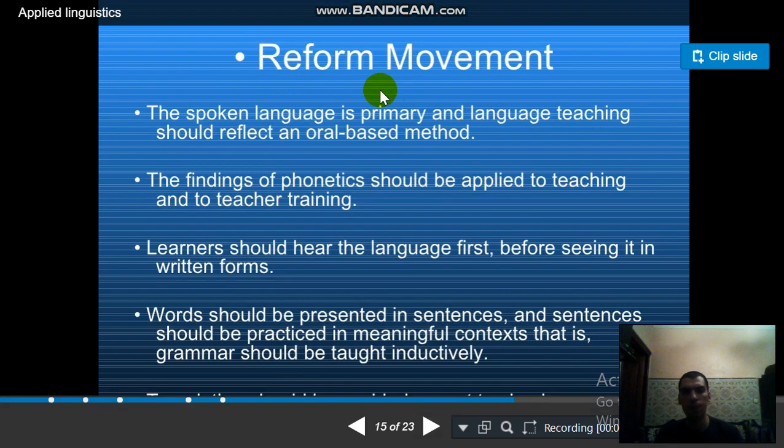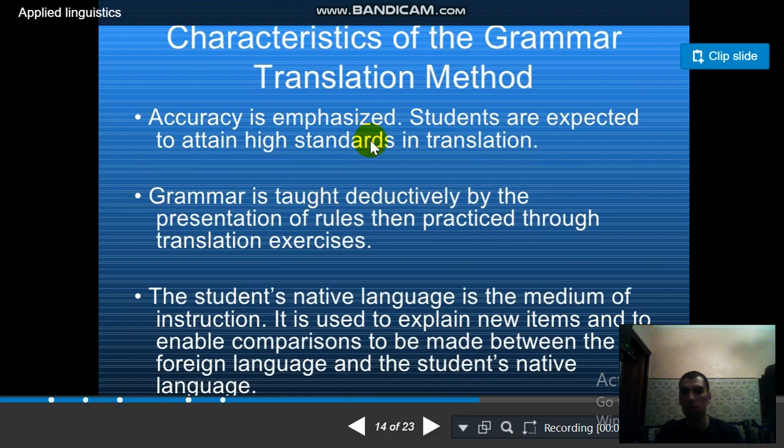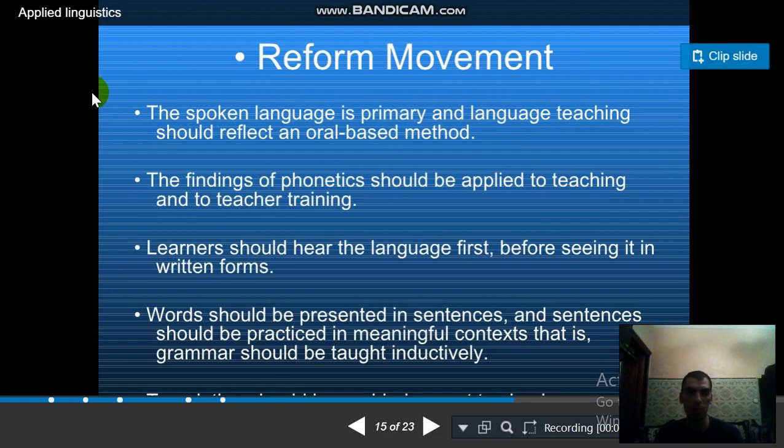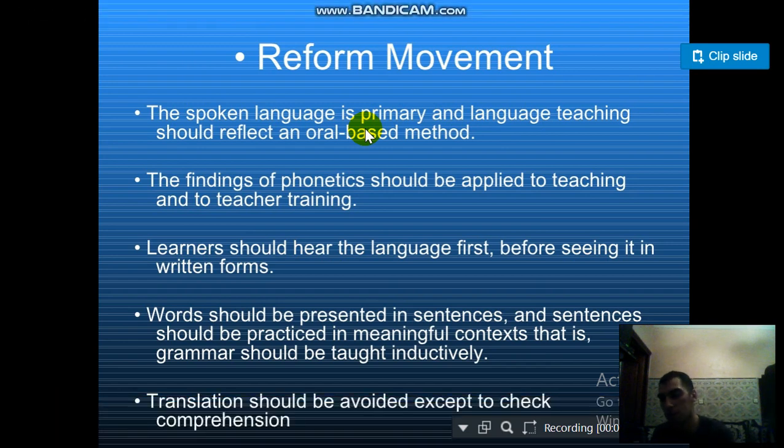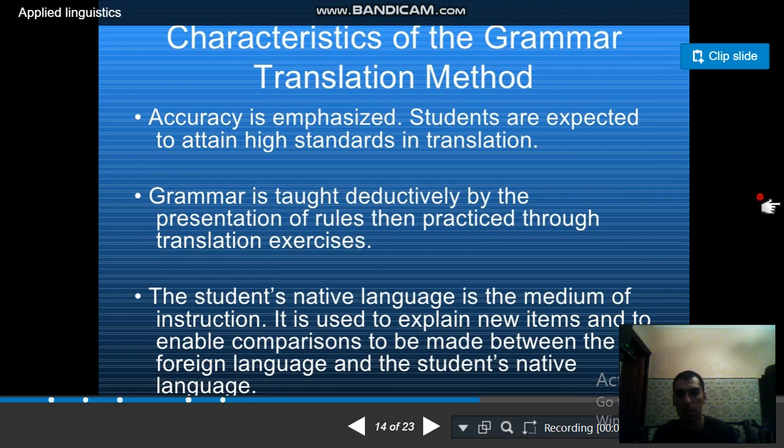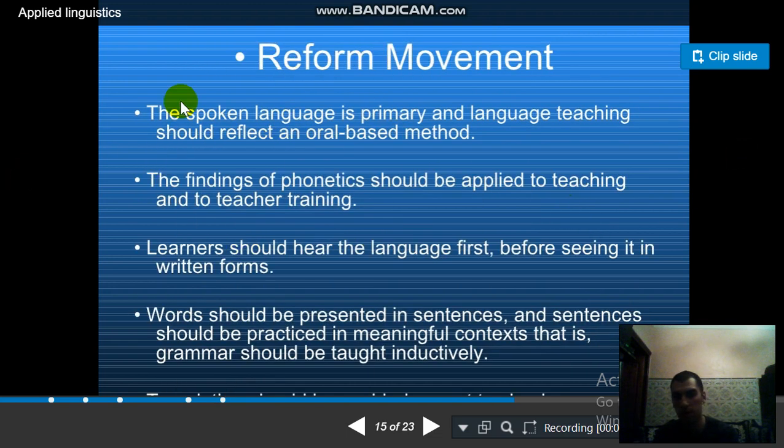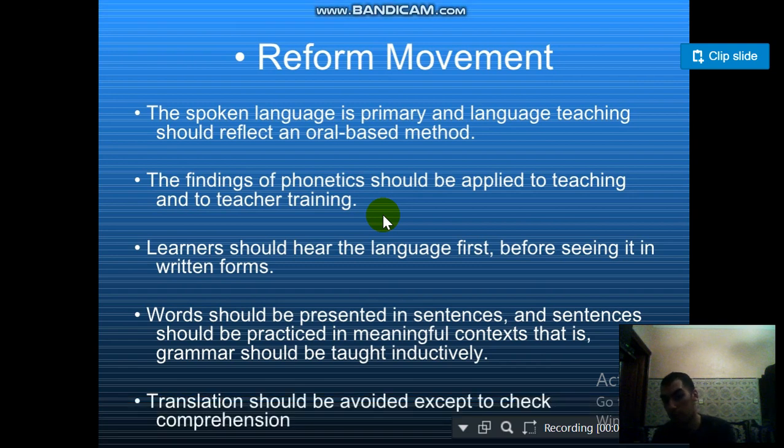So, the reform movement. The spoken language is primary, and language teaching should reflect an oral-based method. Now, we move from this traditional method to a reform. In the early 20th century, there happened a reform concerning language teaching. The GTM, or the grammar translation method, was replaced by other methods based on these findings and these facts about human language. Human language is spoken primarily, therefore language teaching should reflect an oral-based method.